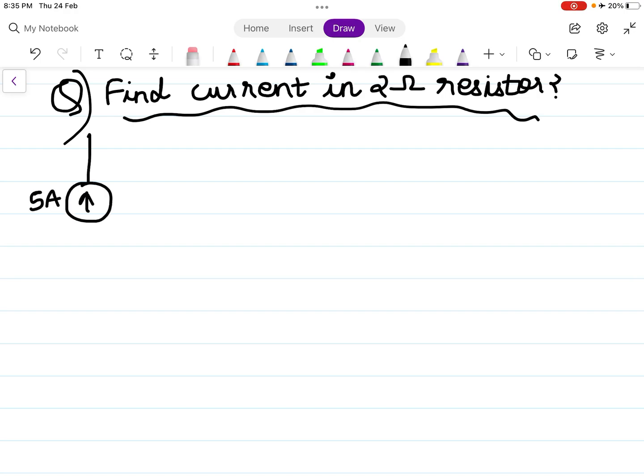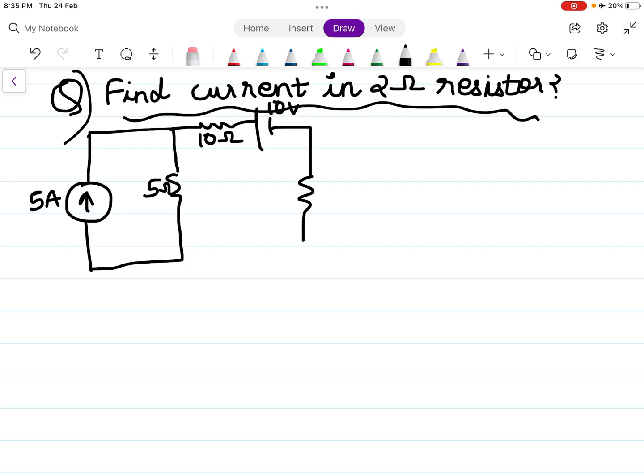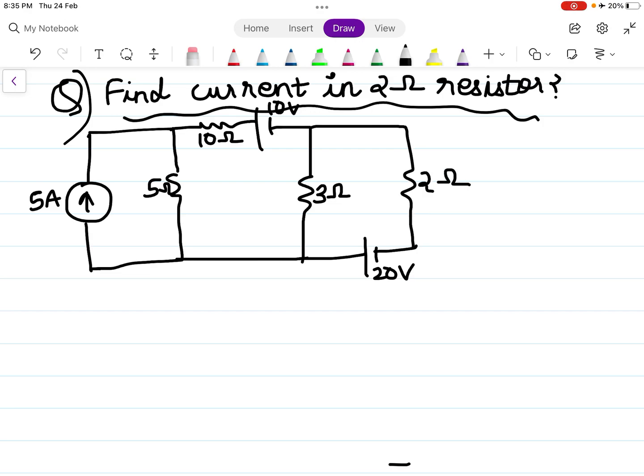So this is given as 5 amperes. This is 5 ohms. This is 10 ohms. 10 volt, 3 ohms, 20 volt and 2 ohms. So first assume the direction of current and name it as I1, I2 and I3.